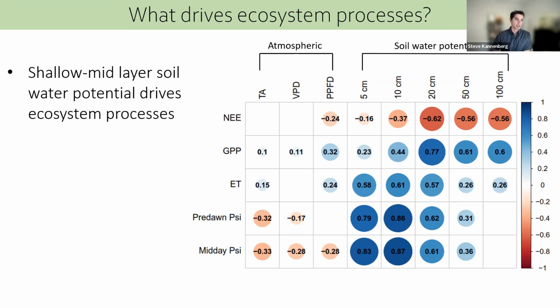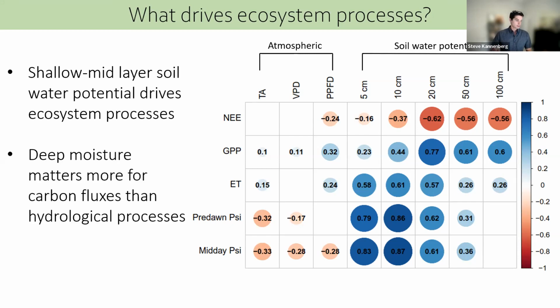This is a correlation plot which just shows the Pearson's R between daytime and growing season fluxes and water potential and all of these different atmospheric or soil water potential drivers. And a few things to note here. Number one is that atmospheric drivers played very, very little role in dictating the variability of all of these processes that we measured. It really was just shallow soil moisture. But deeper middle layers of soil moisture, and actually some of the deeper layers, did matter a little bit more for controlling carbon fluxes than any sort of hydrological process, which might make sense given the rooting depth of a lot of this vegetation.